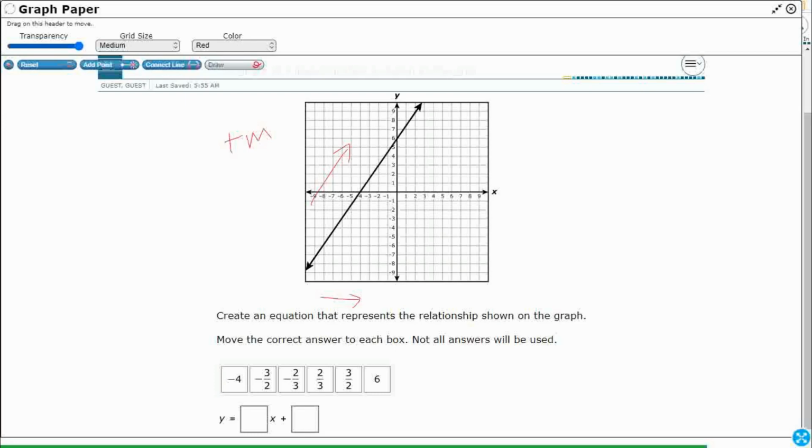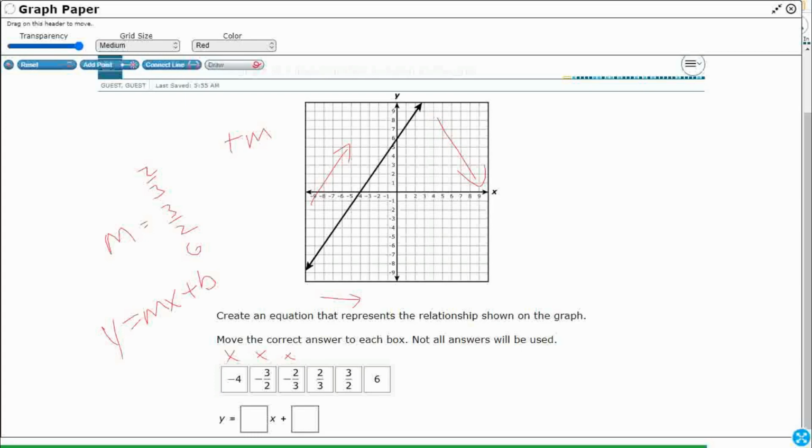So I'm thinking this m right here, we are dealing with our slope-intercept form, so y equals mx plus b. So possibilities for m are going to be maybe 2/3, 3/2, or 6. What we're not going to do is put any of those negative slopes, because a negative slope would move down like this. All right, so we've eliminated that.